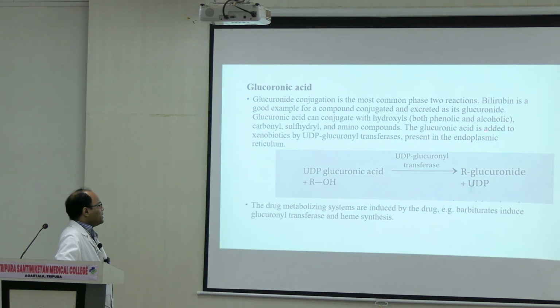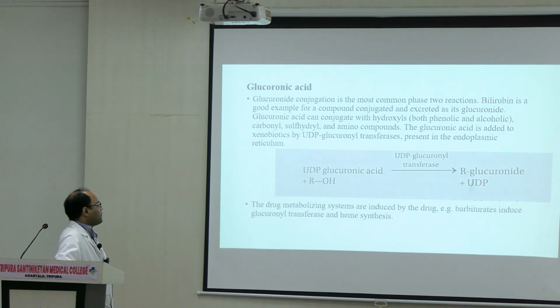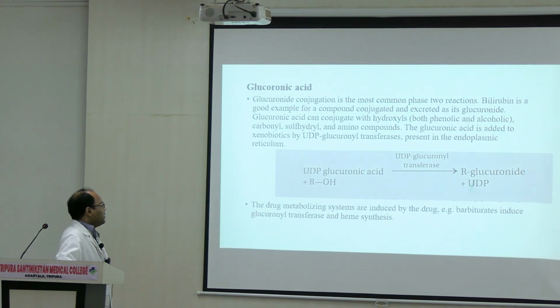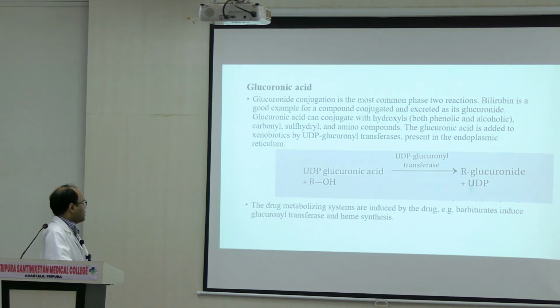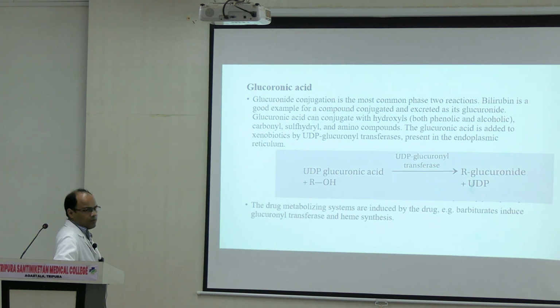The glucuronic acid is added to xenobiotics by UDP glucuronosyl transferase. This is the enzyme present in the liver, in the endoplasmic reticulum. Say UDP glucuronic acid reacts with this xenobiotic. This is the enzyme UDP glucuronosyl transferase and produces R glucuronide plus UDP. This is water soluble. They can be excreted out. The drug metabolizing system is induced by drugs like barbiturates.